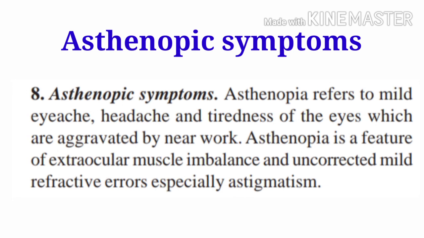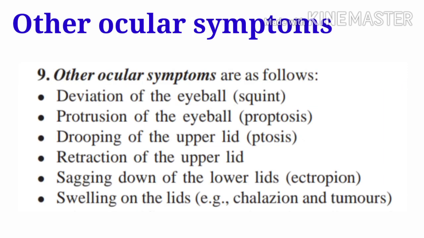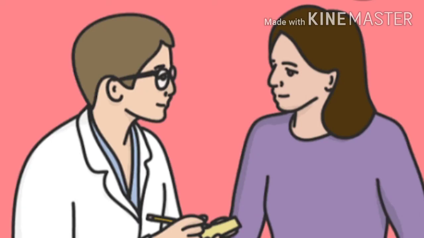Other ocular symptoms: deviation of the eyeball, protrusion of the eyeball, drooping of the upper lid, retraction of the upper lid, sagging down of the lower lid, swelling on the lid. These are all the symptoms and history taking of the eye. They play a very important role during eye disease diagnosis and eye examination. So please remember all these points of history taking and remember all the complaints of the patient.